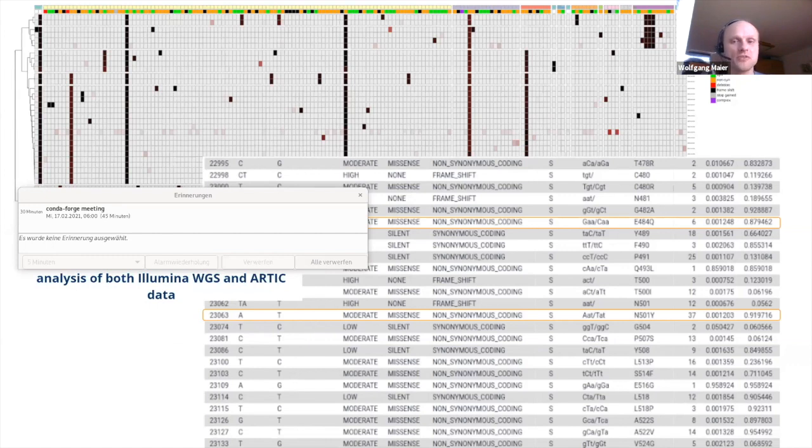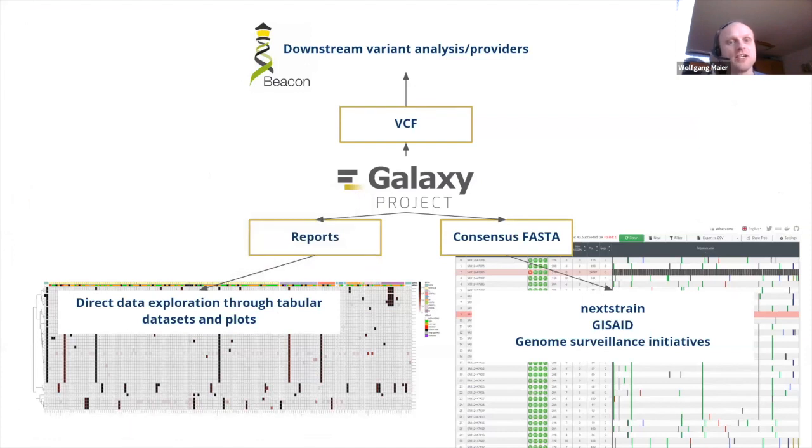The really high-level picture of how this now all fits together with Babita's work. So Galaxy, with these different reporting capabilities, has now really turned into a hub for analysis of COVID-19 sequencing data. So you can do pretty much everything one could want with it. You can produce these VCFs and feed them into downstream variant analysis software of your own choice, or pass them on to providers like the Beacon network. You can build consensus FASTA sequences and submit them to Nextstrain, GISAID, or also to genome surveillance initiatives, which are now popping up in many countries.